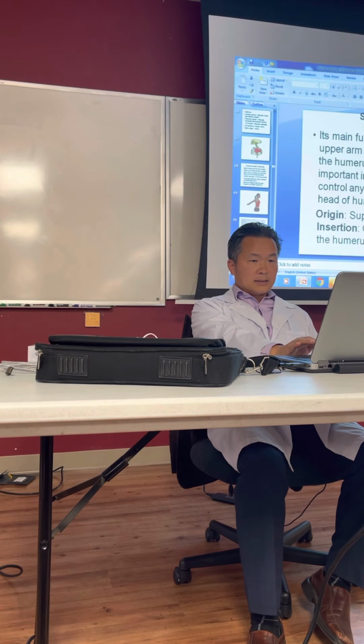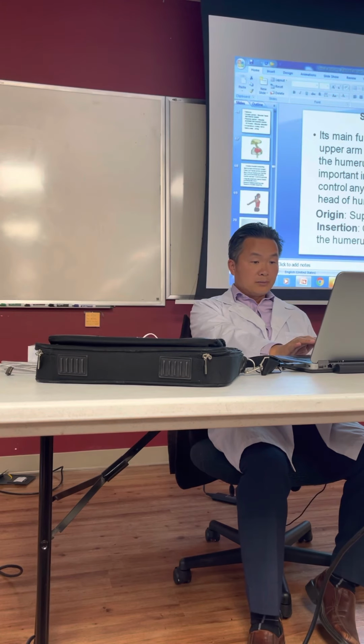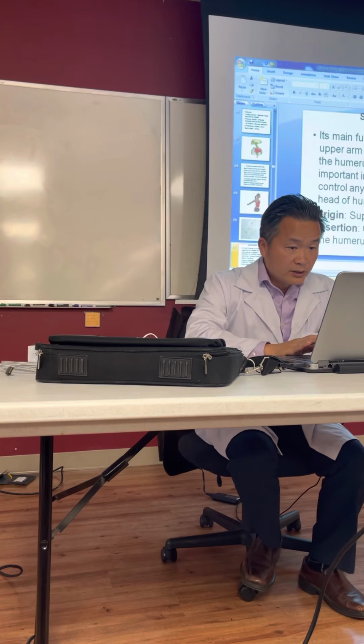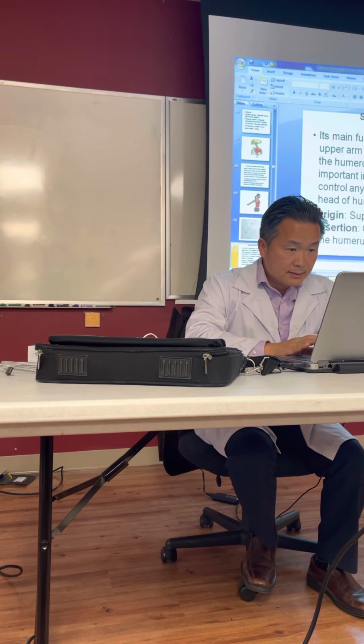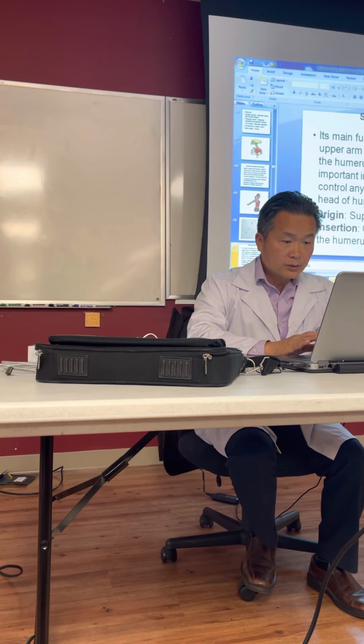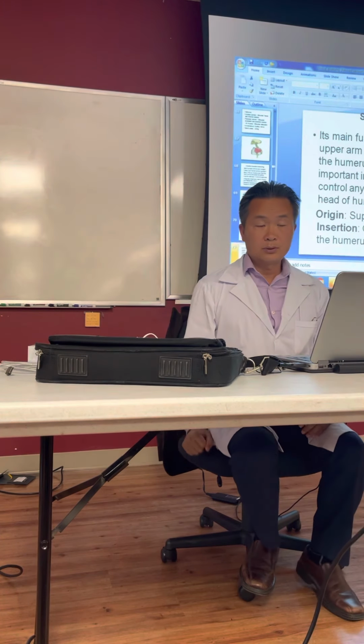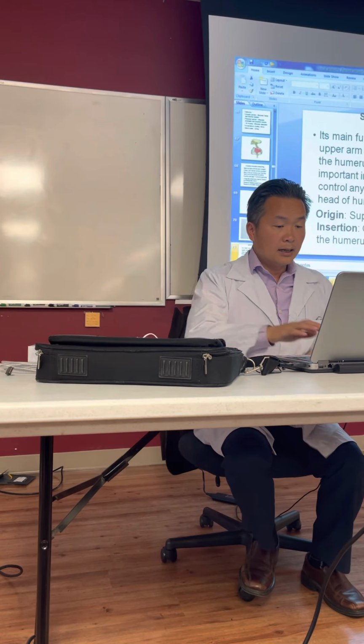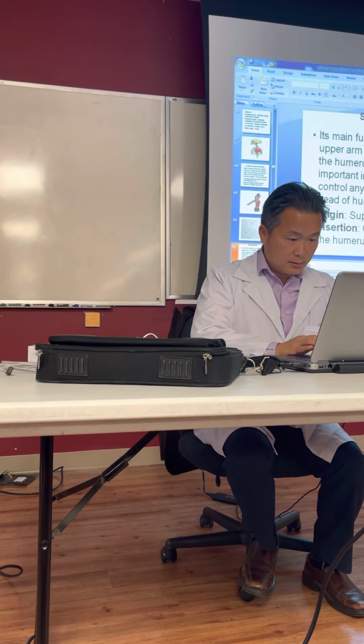Okay, supraspinatus. Let's finish this muscle and we're done for today, and we'll come back next week. Its main function is to stabilize the upper arm by holding the head of the humerus in position. The supraspinatus helps to abduct the shoulder. It starts from the supraspinous fossa and attaches to the greater tuberosity of the humerus.